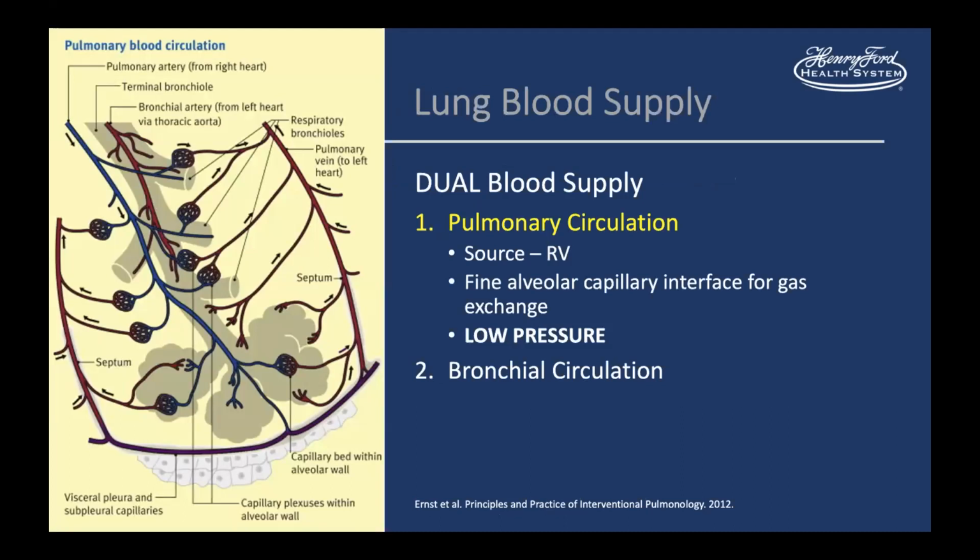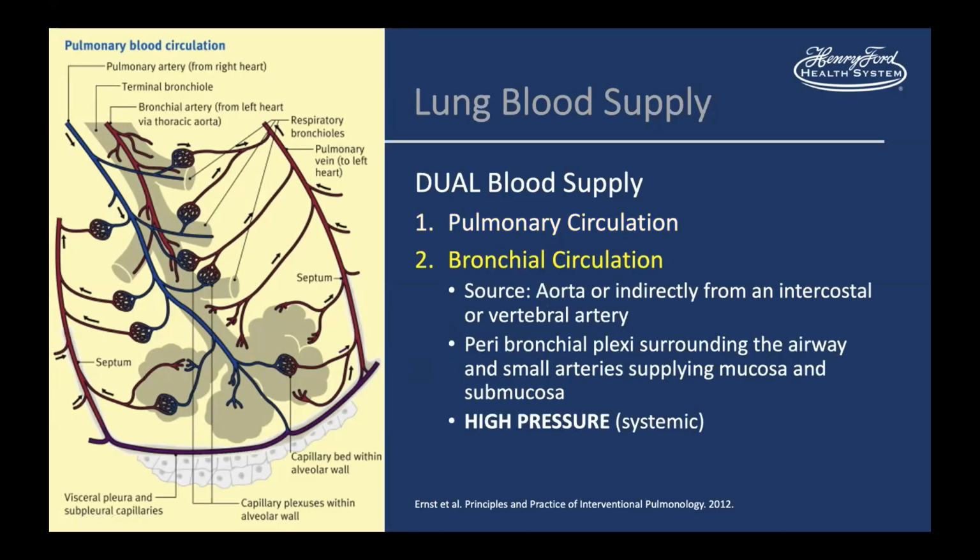So what are the different lung blood supplies that are important to know in patients who have hemoptysis specifically? Your lung blood supply is contributed by one, your pulmonary circulation, and two, your bronchial circulation. We'll talk first about your pulmonary circulation. As you can see here, your pulmonary circulation source is coming from your RV. It's a low pressure system because it's coming from your right heart, and it terminates in your alveoli where gas exchange occurs.